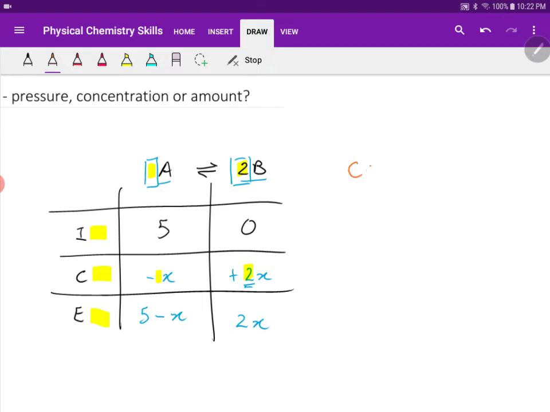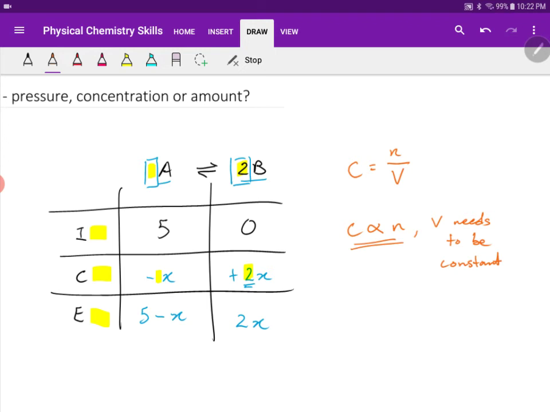So concentration is equal to amount over volume. So for concentration to be proportional to amount, such that the mole ratio is the same as the concentration ratio, volume needs to be constant. As long as the system has constant volume, then your concentration and the amount will be proportional to one another, so the concentration ratio will be the same as the mole ratio.